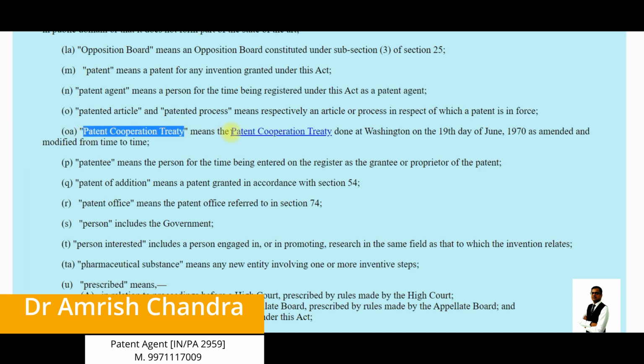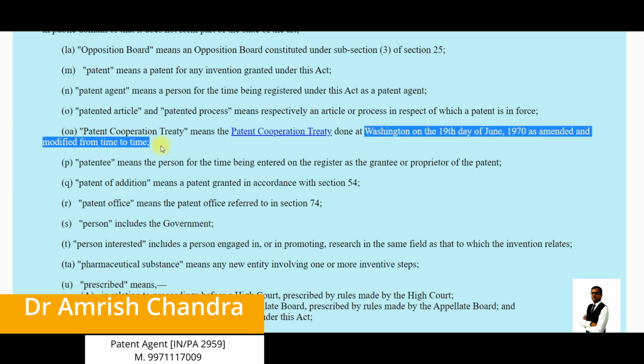Patent Cooperation Treaty means PCT done at Washington on 10th day of June 1970, as amended and modified from time to time. Okay. So the PCT was signed basically on 19th June 1970. The date is not very important, but still for your remembrance, it is 19th of June 1970.